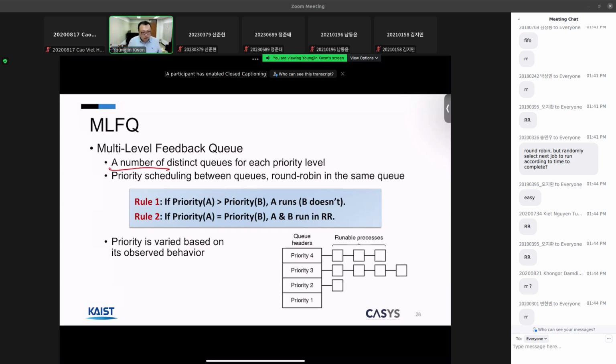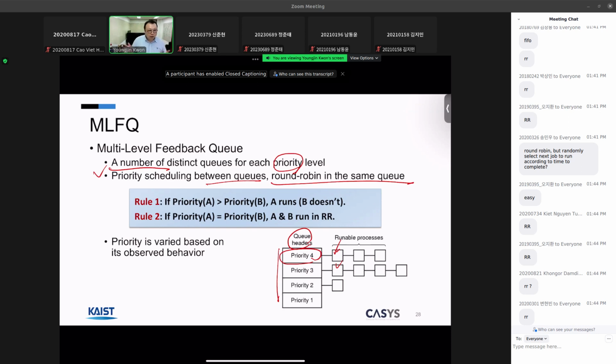Each queue is for what? Priority. So MLFQ is a priority scheduler, meaning it has queues with different priorities. There is priority scheduling between queues: between queues, the high priority one is selected. So for example, when there are tasks here and here, which one is selected? The highest priority one. Within a queue, round robin.